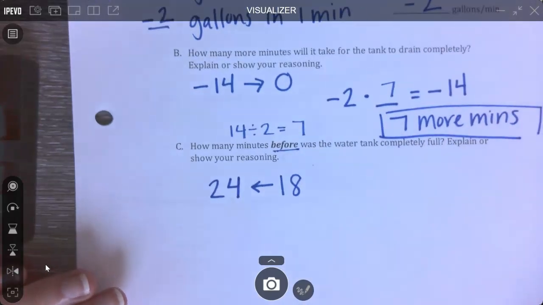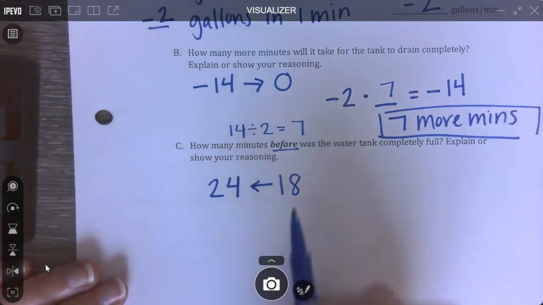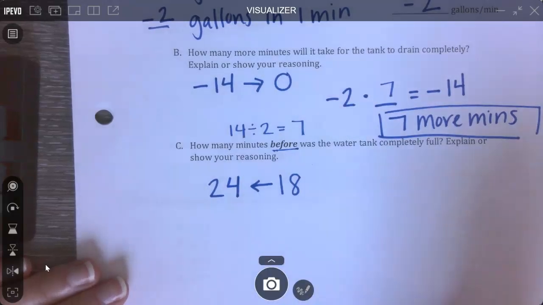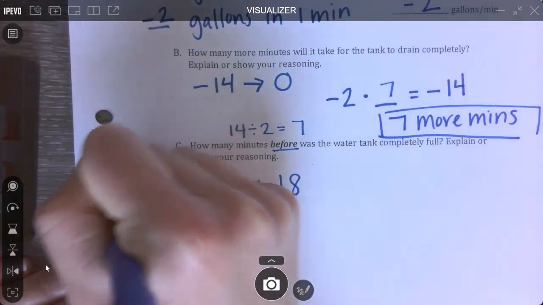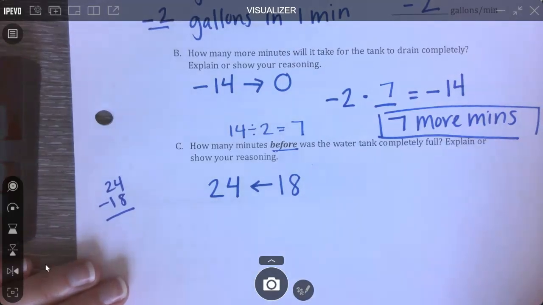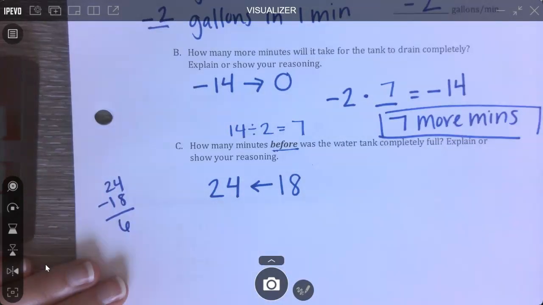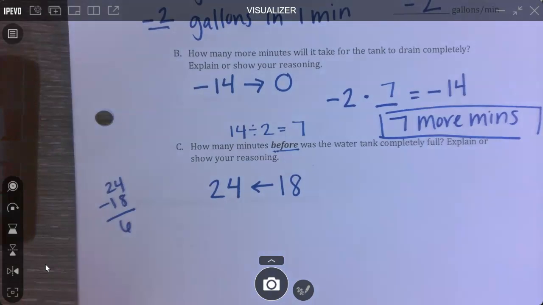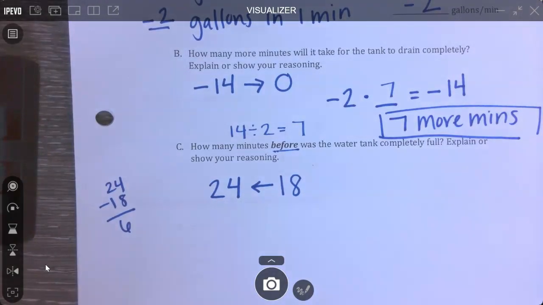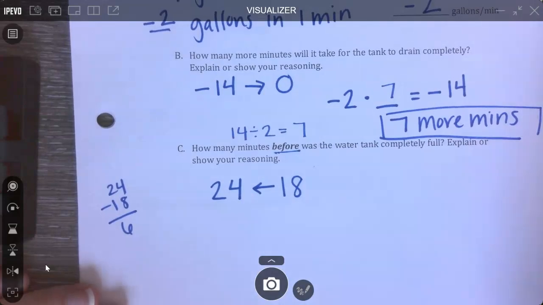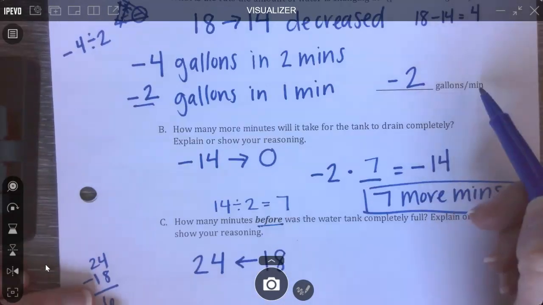All right, well, if I'm going back in time, how do I get from 18 to 24? Well, you know 24 minus 18, you can solve it on the side. That's going to be 6. So that means I need to figure out how many that's going to be for my time. If I go back 6 minutes, how long is it going to take me? Well, it's negative 2 every minute.